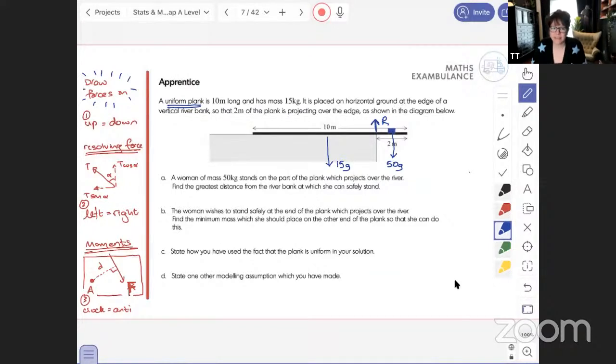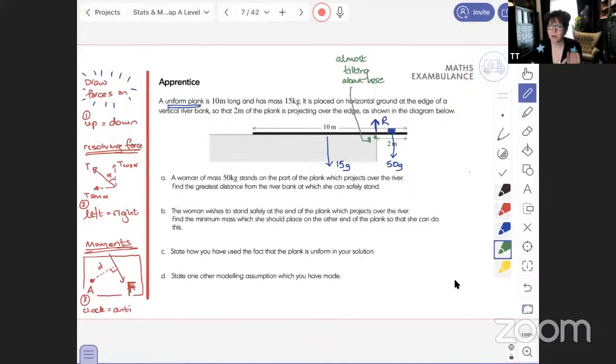Find the greatest distance from the riverbank at which she can safely stand. So we've assumed she's walked and walked to the point where it is just about to tilt around that point there. But it's not actually tilting, it's almost tilting. It's about to tilt, and that's why that reaction is happening at that point. If it wasn't about to tilt, the reaction would be further left and we wouldn't know exactly where it was, okay? So that's our situation.